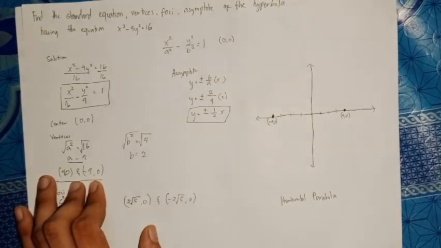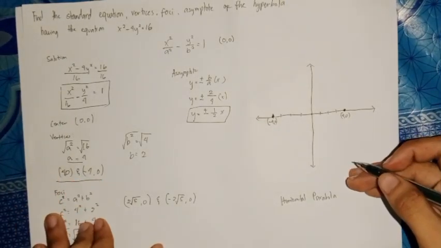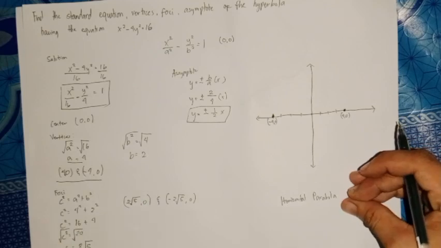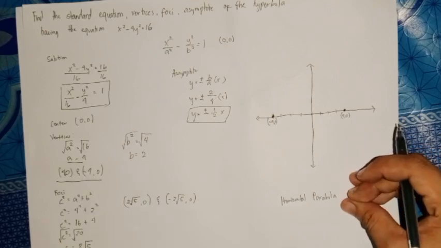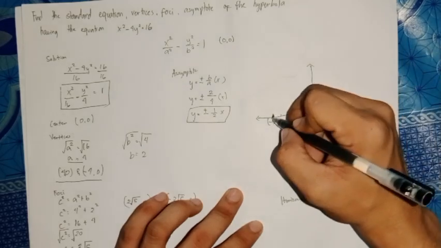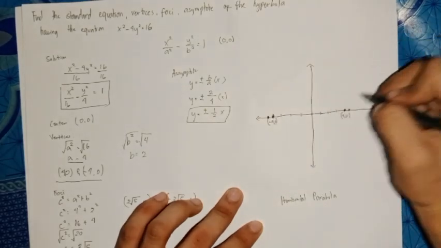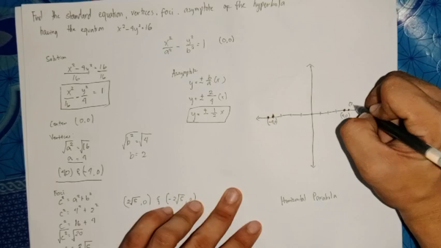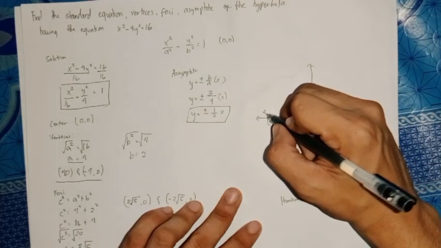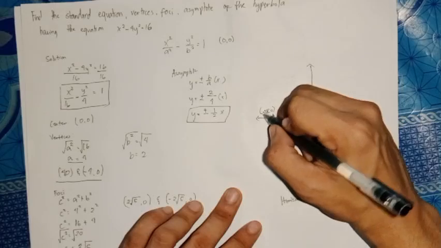And our foci is at 2 square root of 5. So 2 square root of 5 is 4.47, around here. So the foci are (2 square root of 5, 0) and (negative 2 square root of 5, 0), around here.